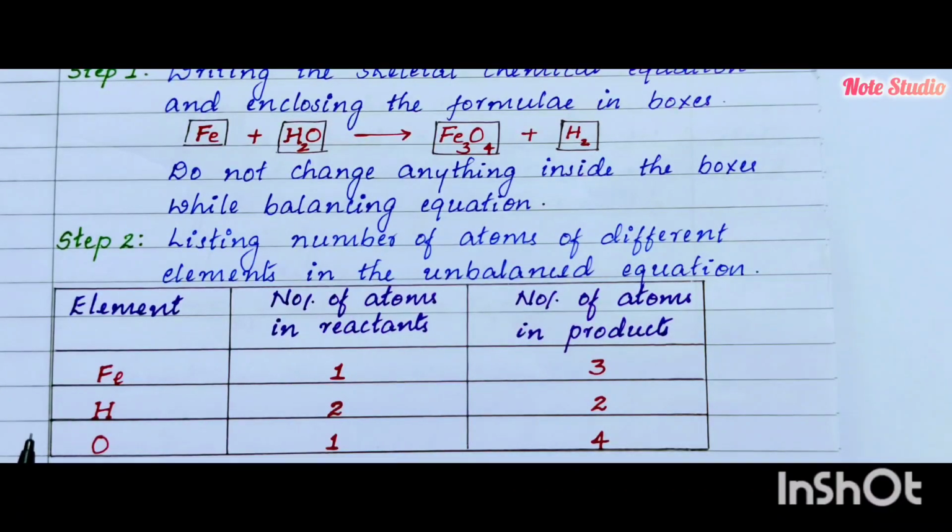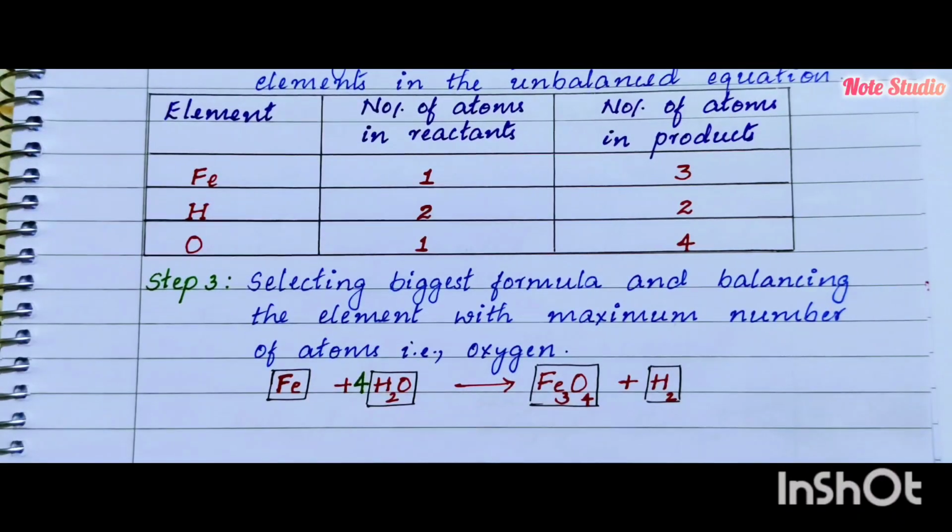Now it is the time to balance this equation. It's very important to balance. Now we'll go to step 3. What do we have to do in step 3? It is written, selecting the biggest formula and balancing the element with the maximum number of atoms, that is oxygen. So in this chemical equation, which is the biggest formula? Clearly, this is the biggest formula compared to the others. This is the biggest one, Fe3O4.